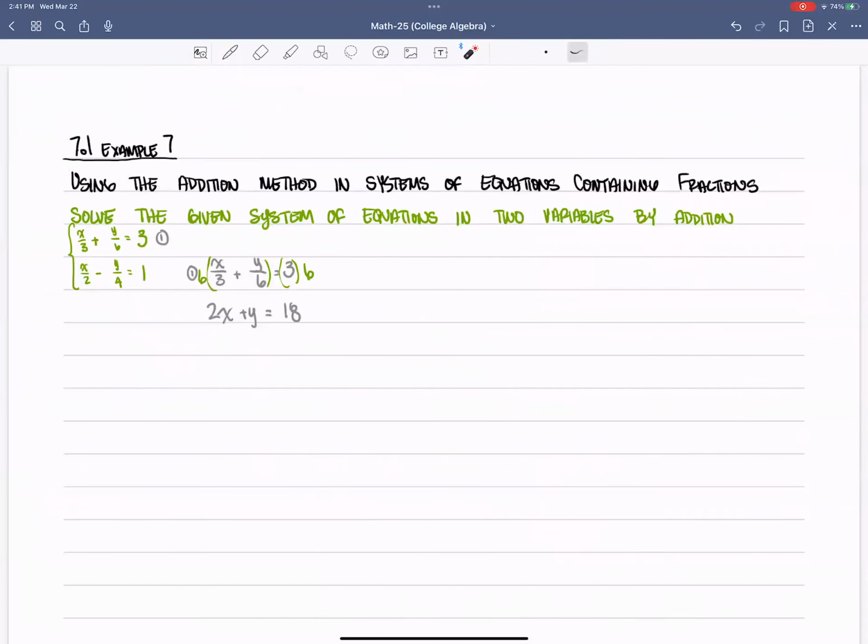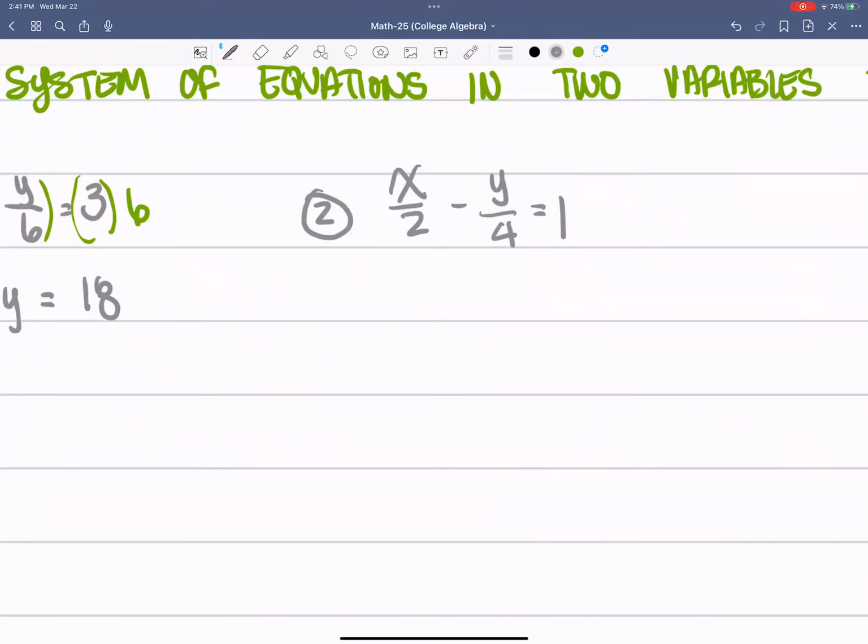Let's start by writing that one down as well. And so this is equation 2. So we have x over 2 minus y over 4 equals 1. And to get rid of these fractions, we have to multiply by a number that's divisible by 2 and also divisible by 4. As you kind of saw earlier, we could just multiply by 4. 4 is divisible by 4, and 4 is also divisible by 2. So multiplying both sides by 4.